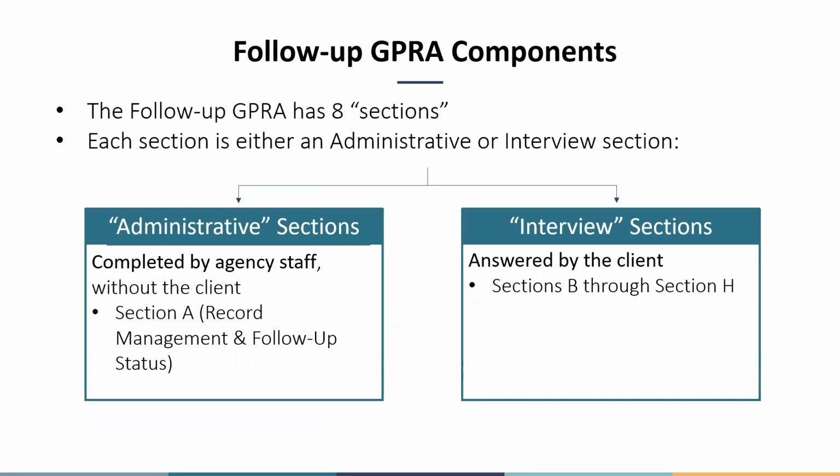The follow-up GPRA, here's the A through H that we mentioned, consists of 8 sections, A through H, and we differentiate these as either administrative sections or interview sections, as I just mentioned. When we say administrative section in this context, we mean those questions that can be completed by agency staff or those who do the GPRA with or without the client present, as they can be answered by referencing clients' charts or files. So for the follow-up, section A is administrative. In thinking of your agency's workflows, this could be pre-filled out by an agency staff person who's trained on the GPRA before the client's actual GPRA interview, in order to save some time and be more efficient with your client.